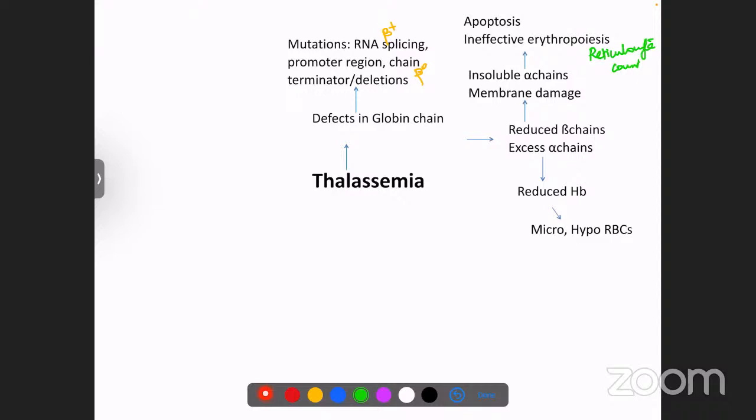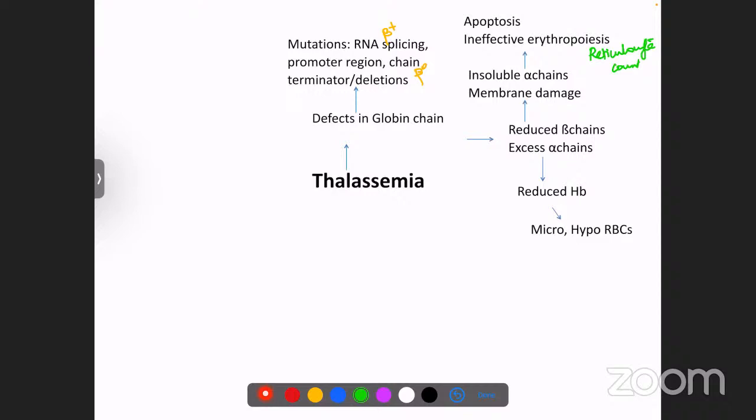Unfortunately, the problem is with the insoluble alpha chains. All the erythroid precursors will have the insoluble alpha chains, and all these alpha chains will be causing membrane damage, which will stimulate apoptosis, leading on to premature destruction of the erythroid precursors within the marrow. So whatever is the net output, what are the RBCs that come out of the marrow? Again, it is an ineffective erythropoiesis. So what was expected is not happening.